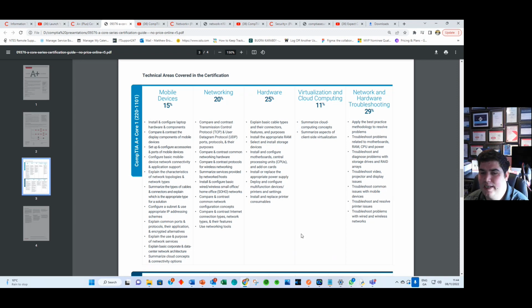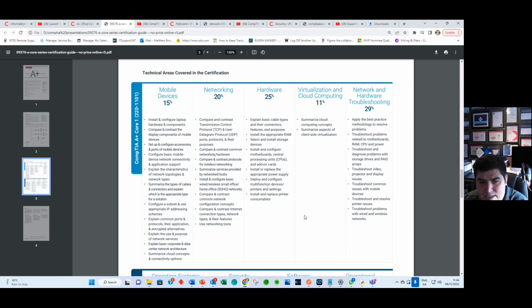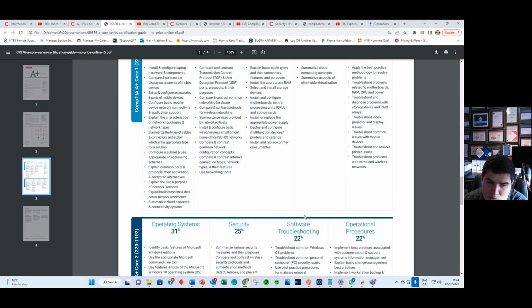You're also going to be looking at videos, projectors, display units, all that kind of stuff. You're going to have to be able to troubleshoot common issues with devices. So that's your mobile devices, your laptops, your desktops. You're also going to have to look at your wired and wireless networks, how you go about troubleshooting them if you've, for example, a loop on the network. So that's the kind of stuff you'll be doing for core one.